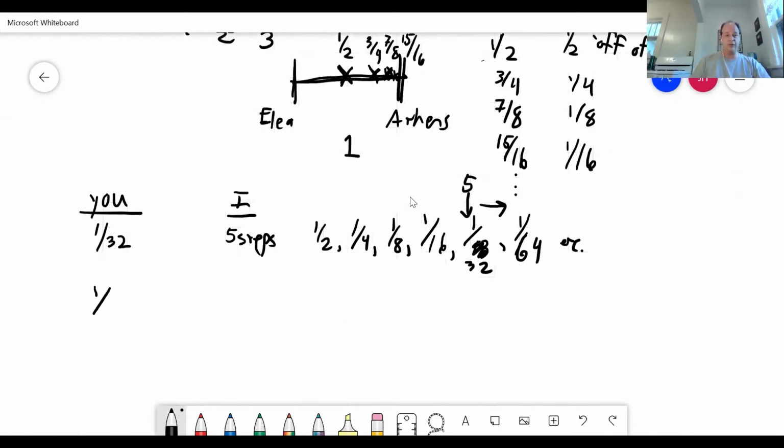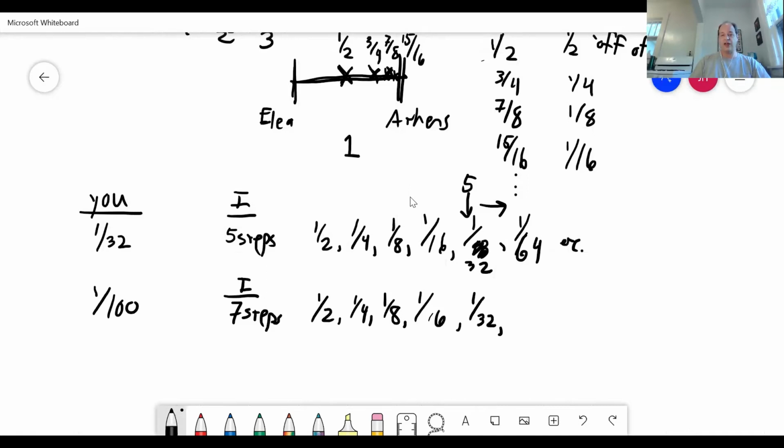You could give me a tolerance of like 1/100. What I would do is I would say, let's say, 7 steps. So let's take a look. First step was a half, second step was a fourth, third step was an eighth, fourth step was a 16th, fifth, there's our 1/32, sixth is 1/64, and the seventh is 1/128. Now 1/128, notice we passed up 1/100. 1/128 is smaller than 1/100. So at the 7th step, we are within 1/100th of the distance from Elea to Athens, and every step thereafter, we're going to be within that distance.